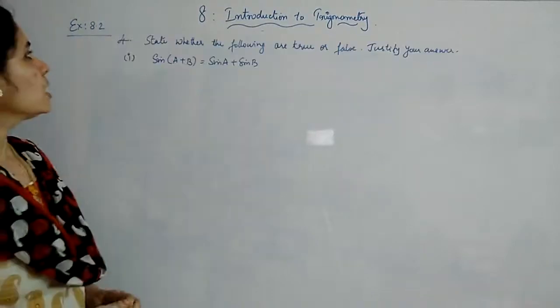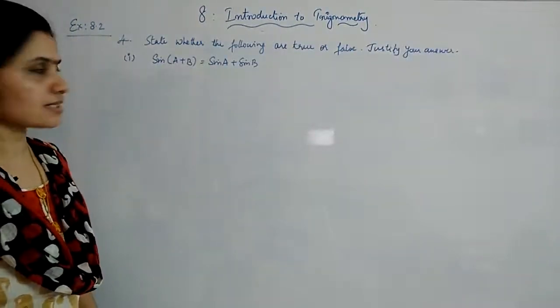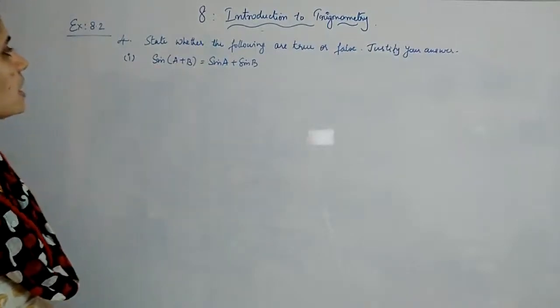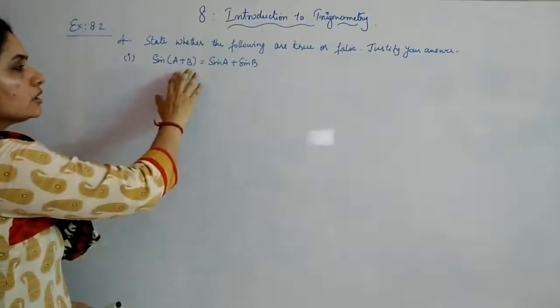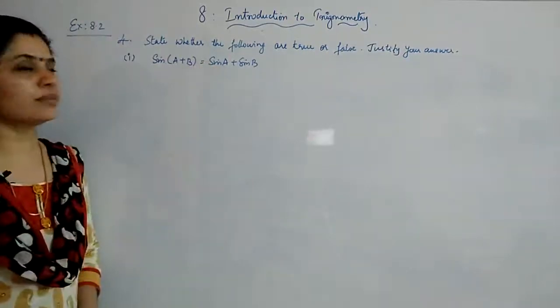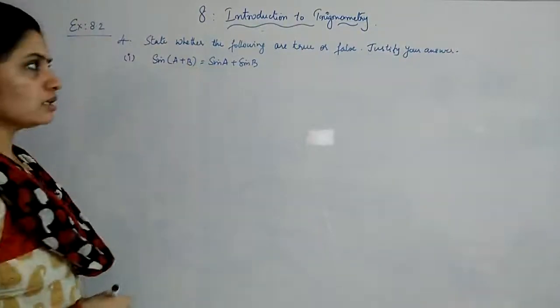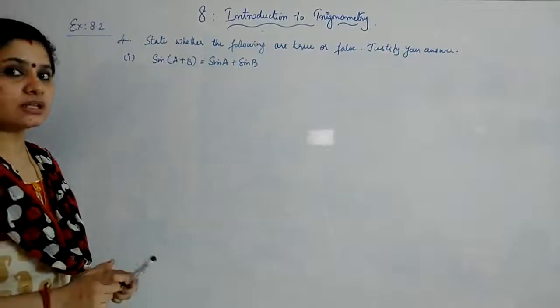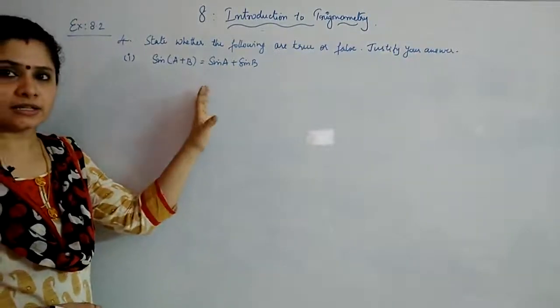Okay. Question number 4 is, state whether the following are true or false. Justify your answer. First subdivision is, sine of A plus B is equal to sine A plus sine B. For the justification, we will just take some values for A and B and check whether the left and right sides give you the same answer or not. Then you can write whether it is true or false, because for false, if you are able to give an example which does not satisfy this, that is enough.